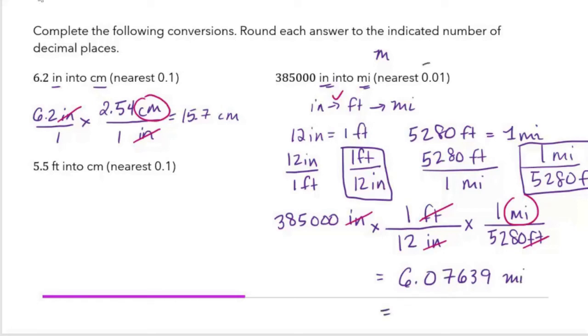And we've been asked to round to the nearest hundredth. So I'm looking at this 7, that's the hundredth decimal place. Over to the right, I have a value that is 5 or larger, so I'll be rounding up. And my final answer is 6.08 miles. Certainly a more useful measure than 385,000 inches.